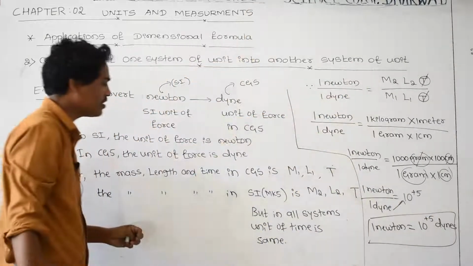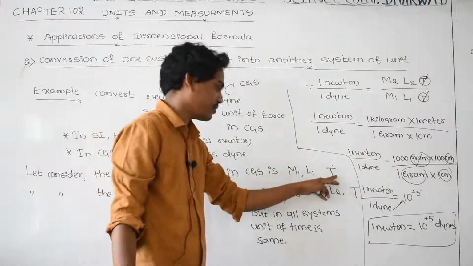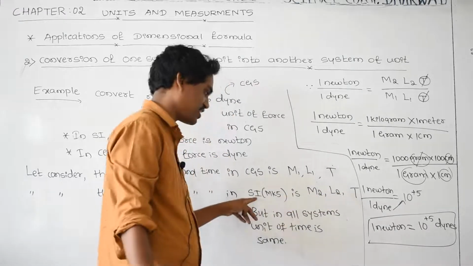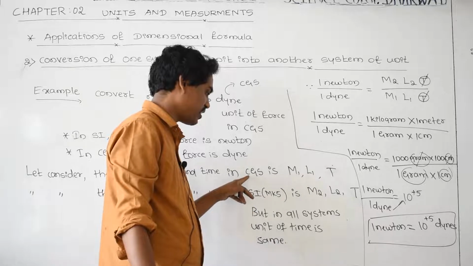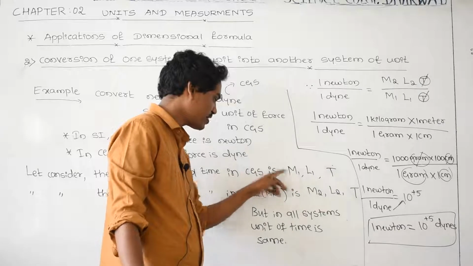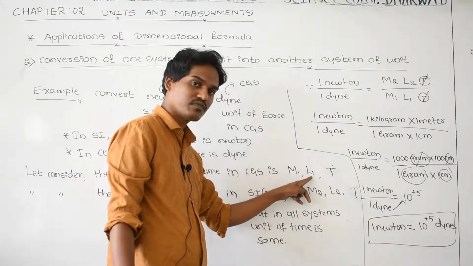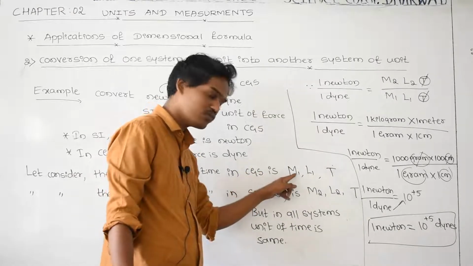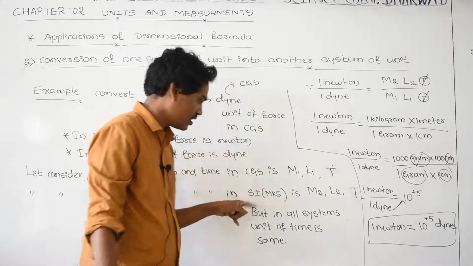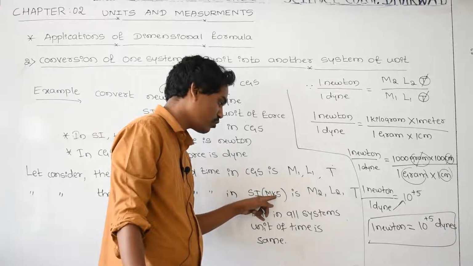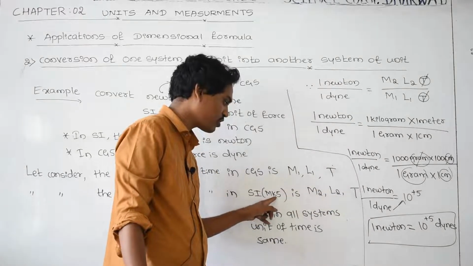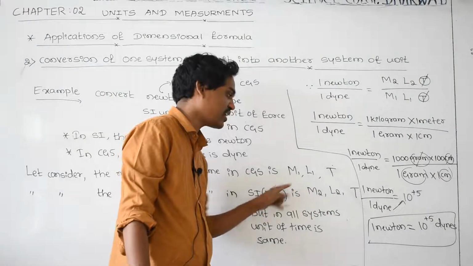Getting it? Don't confuse here. Mass, length, time. In CGS, C means centimeter, G means gram, S means second. Centimeter is the unit of length, gram is the unit of mass, second is the unit of time. This is the CGS system. In the SI system, M is meter, kilogram, second. M is meter, the unit of length, K is kilogram, the unit of mass, S is second, the unit of time.